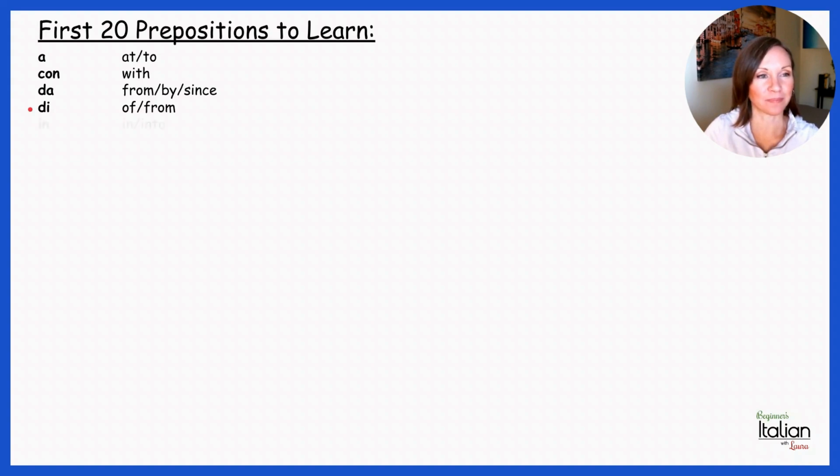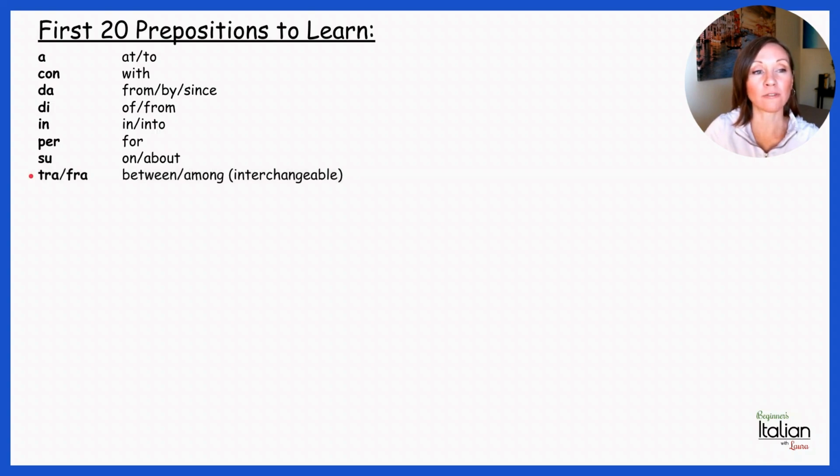Of or from. In or into. Per means for. Okay, and then we have su, which is on or about. And finally, tra or fra, which is between or among. And again, these are interchangeable.